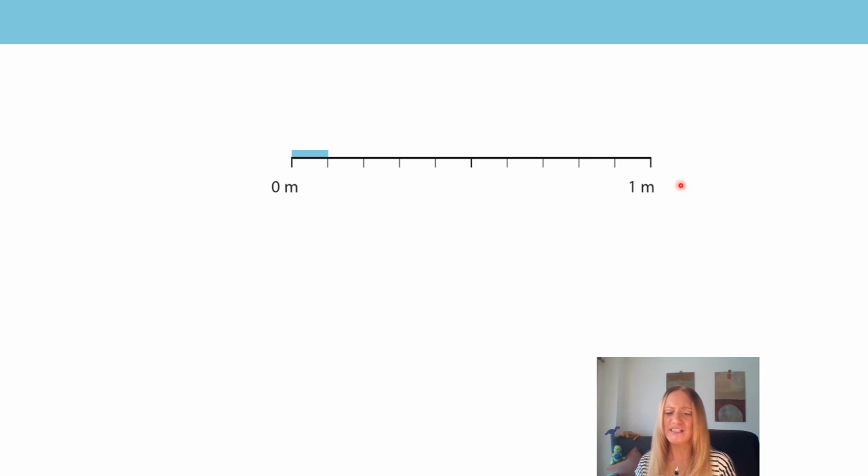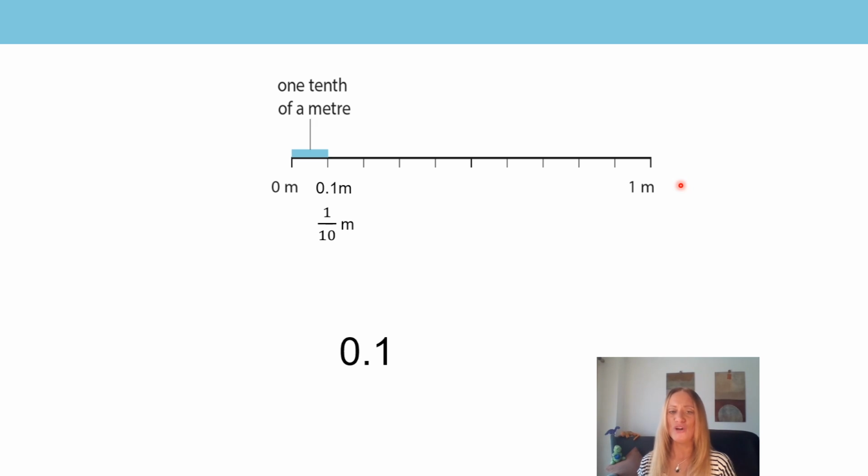Did anybody write it differently? Did anyone perhaps write 0.1 of a metre? Well done if you did. Perhaps you wrote it both ways. Perhaps you wrote 0.1 of a metre and 1/10 of a metre. Do they mean the same? Yes, they do, don't they? We can read them both as 1/10 of a metre. 0.1 is the decimal notation and 1/10 is fraction notation.